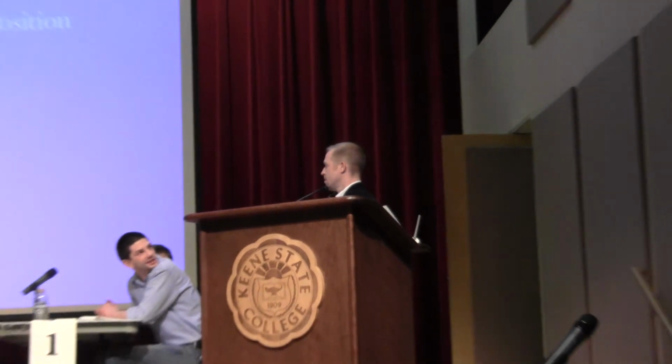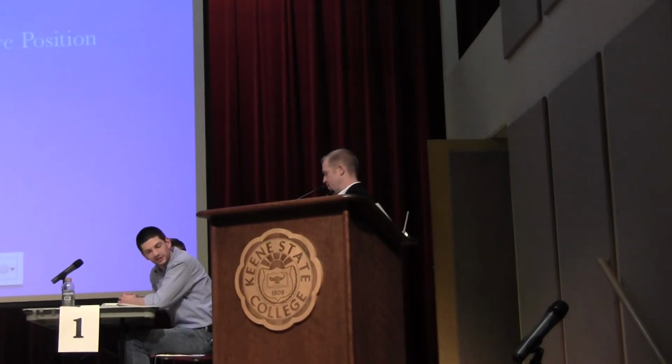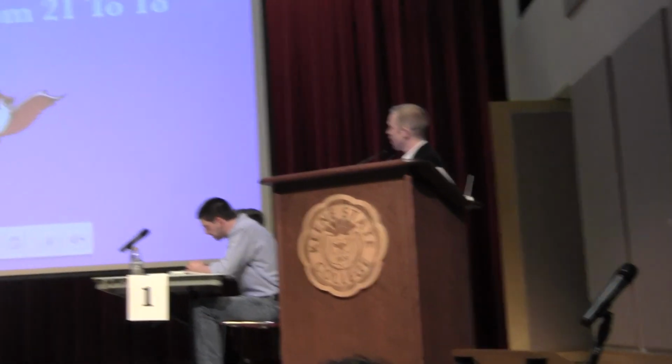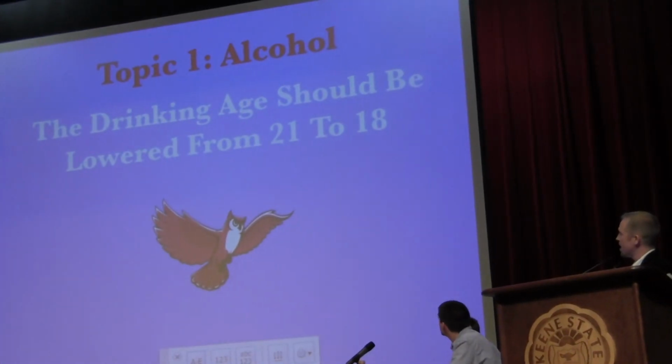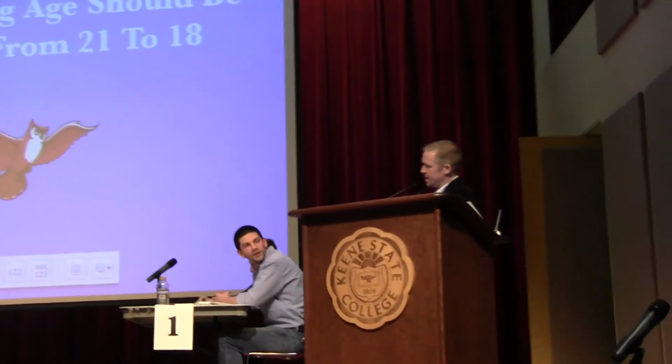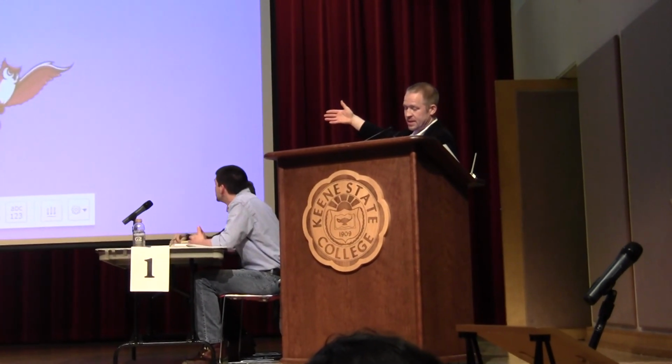Okay, so let's have a coin toss. Graham, you can choose. Tails. It is tails. Do you want to argue the affirmative or negative of this question? We like the pro side. So you will be arguing that the drinking age should be lowered from 21 to 18. Yes. And they will be arguing against it.